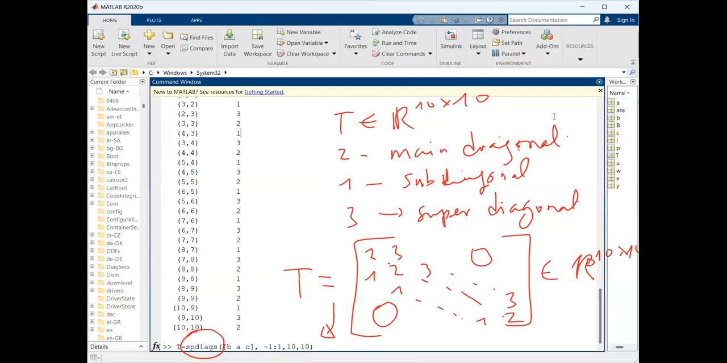Okay. So any questions? Now you have created a tri-diagonal matrix.